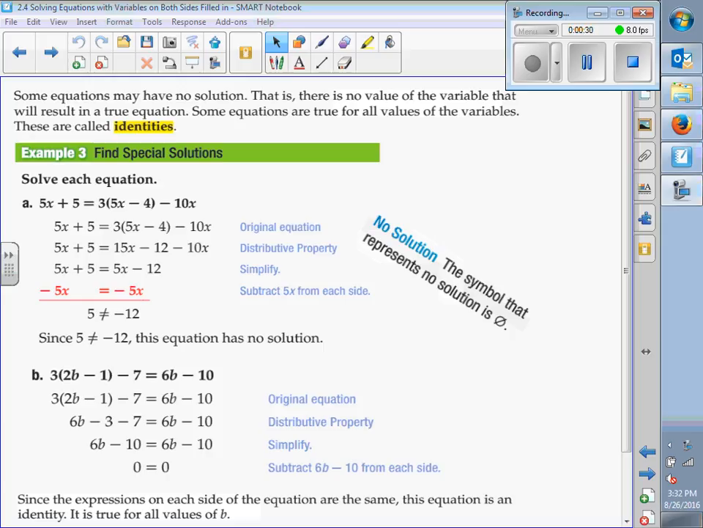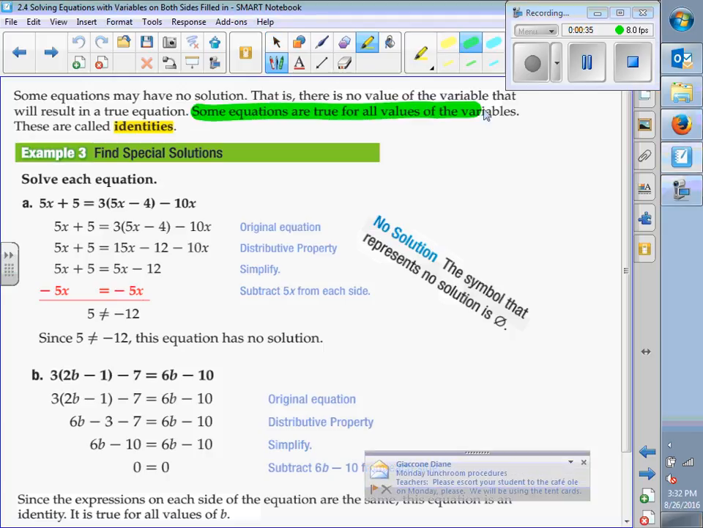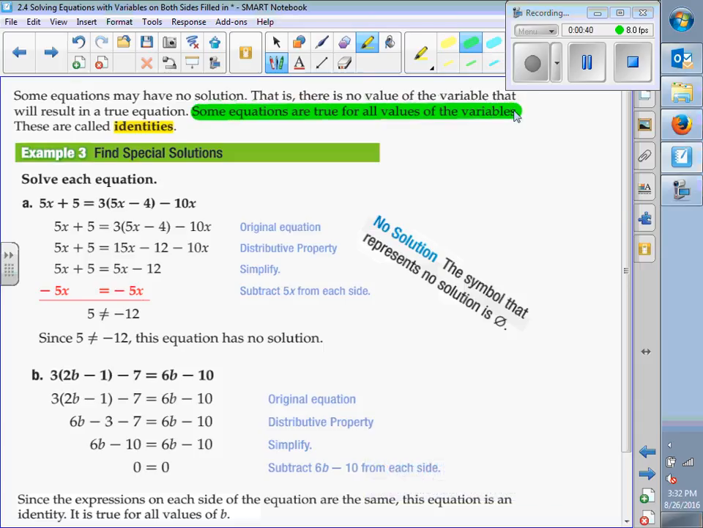If we have this case, equations that are true for all variables, then that means that we have identities. In other words, for example, once you finish simplifying and you get 0 equals 0, or 8 equals 8, or x equals x, or 2 equals 2, they're exactly the same. That means that this equation is true for every value that you put in for the variable.